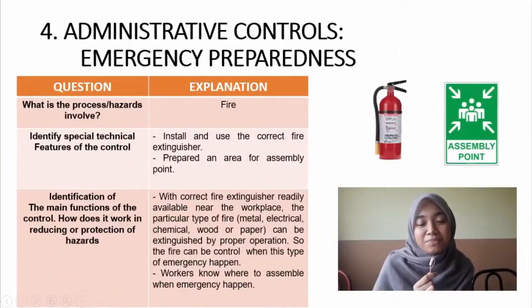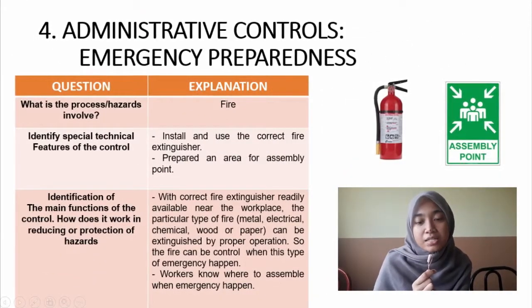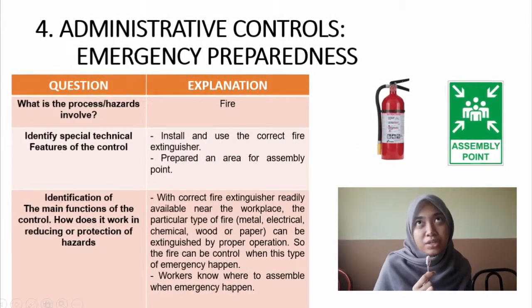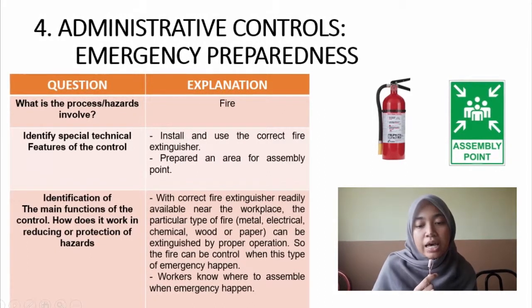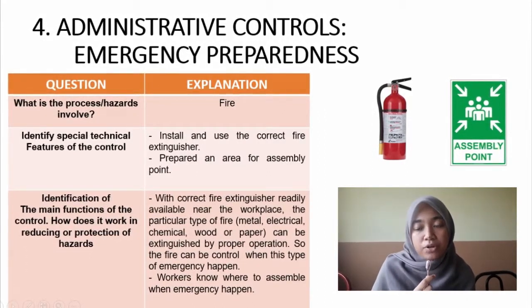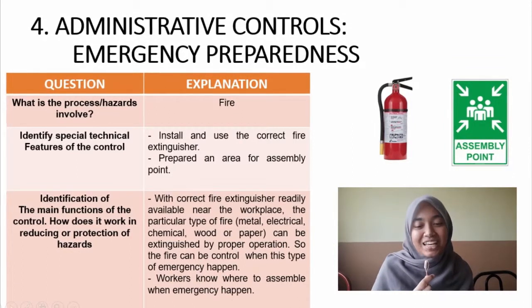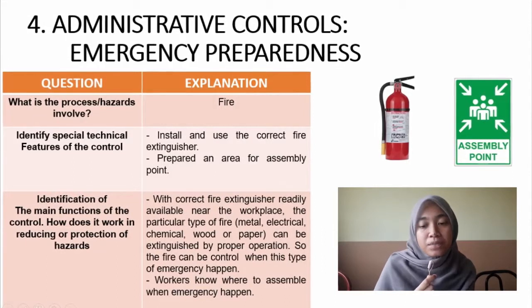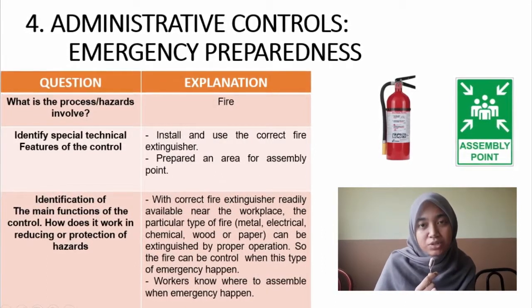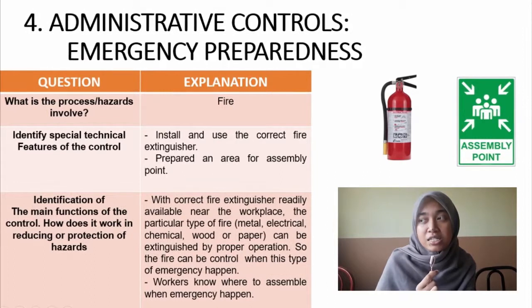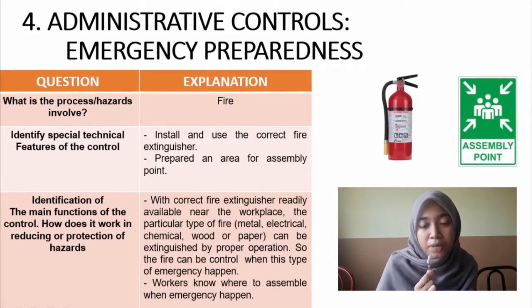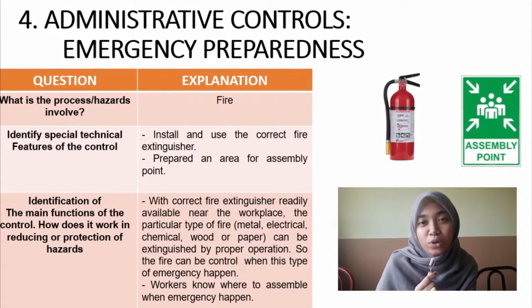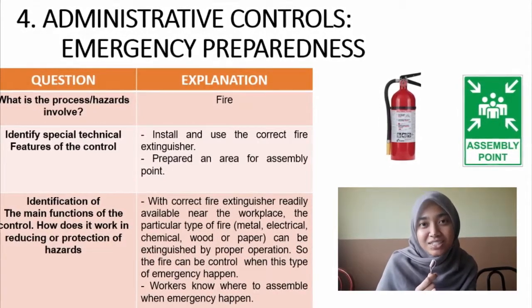Then for emergency preparedness, we can take fire as the example of hazards. We can install the correct fire extinguisher at every workplace of the workers and prepare an assembly point area for administrative control. With the readily available fire extinguisher, the fire can be extinguished by proper operation during emergency, and the assembly point area prepared can let the workers instantly know where to assemble when an emergency occurs.